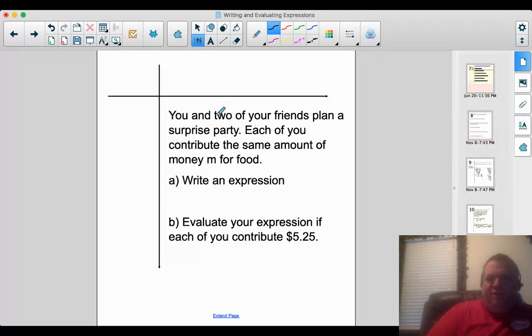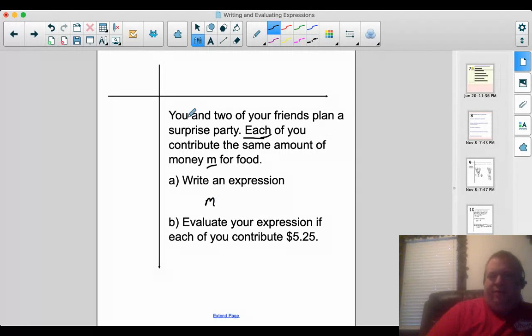So you and 2 of your friends plan a surprise party. Each of you contribute the same amount of food. So there's again this idea of each. So we're each contributing the same amount of money M. So M is going to be my variable, and it's how much money we contribute. So I'm going to have an M in here somewhere. Well, if each one of us is contributing M dollars, I need to know how many people that is.